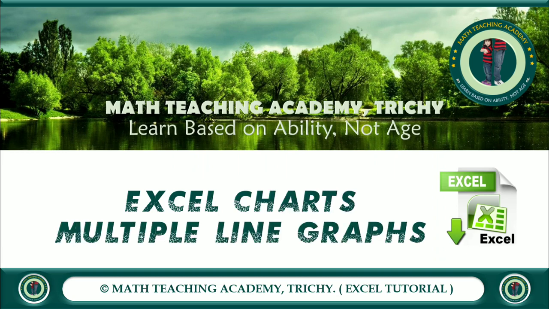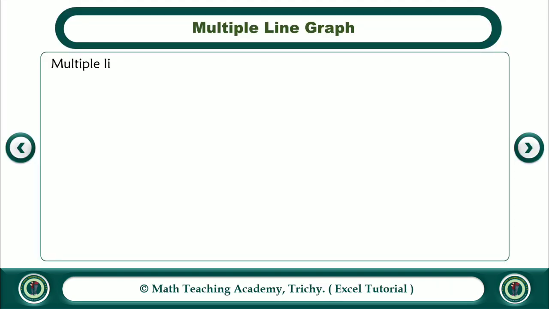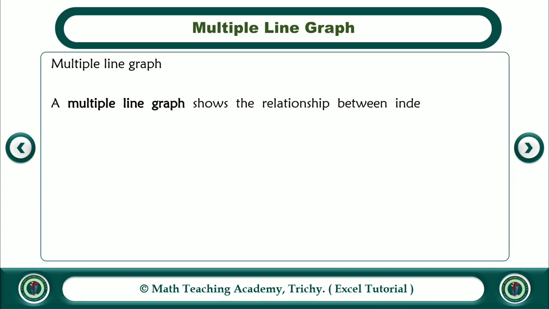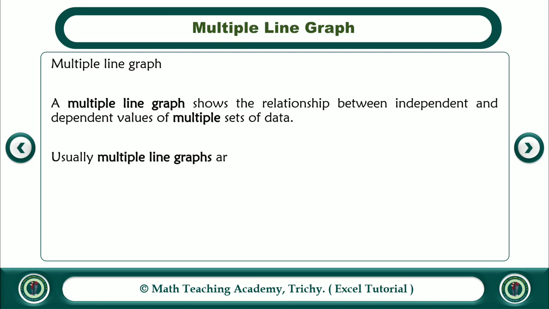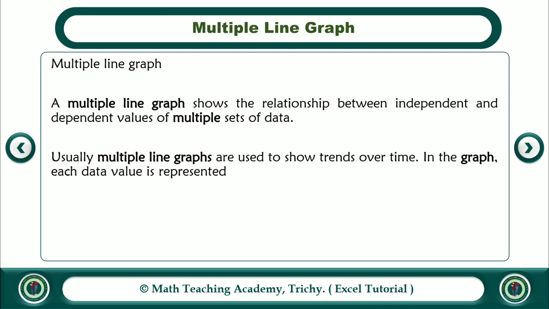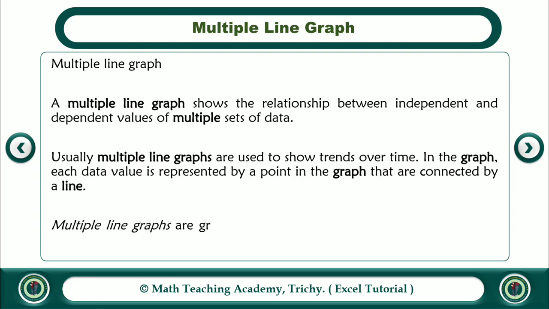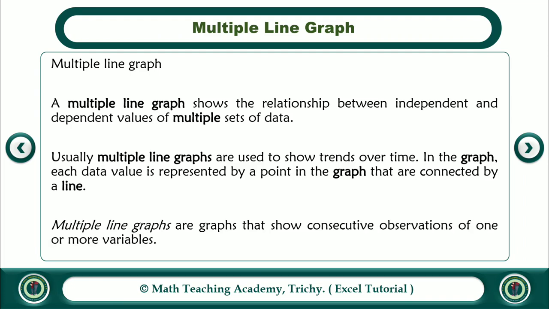Here in this video today we are going to look at multiple line graphs. First off, what is a multiple line graph? A multiple line graph shows the relationship between independent and dependent values of multiple sets of data. Usually, multiple line graphs are used to show trends over time. In the graph, each data value is represented by a point that is connected by a line. Multiple line graphs are graphs that show consecutive observations of one or more variables.